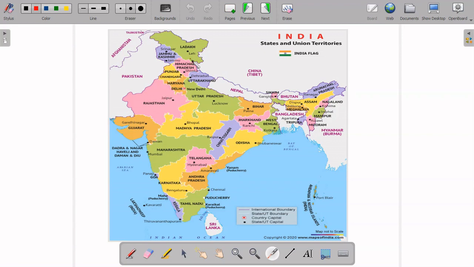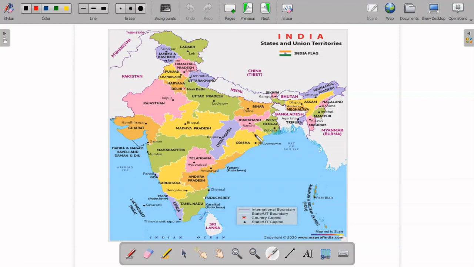So it depicts the country, the states, the capital of the country, the capitals of different states, and the cities located in these different states. So the map is prepared with the purpose to depict countries, cities, states, and capitals. That map is known as a political map.